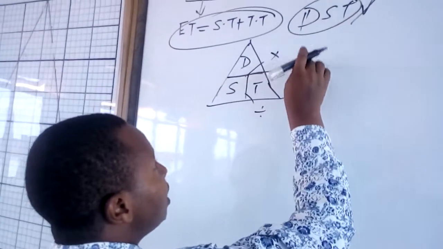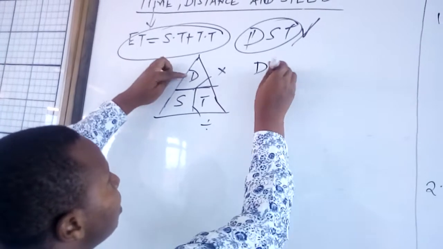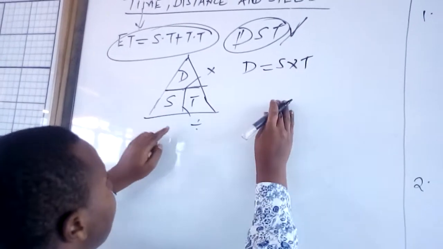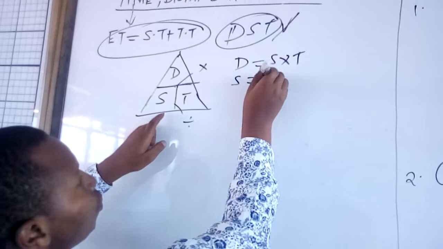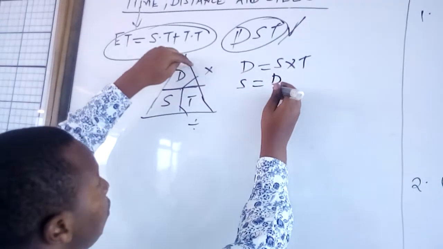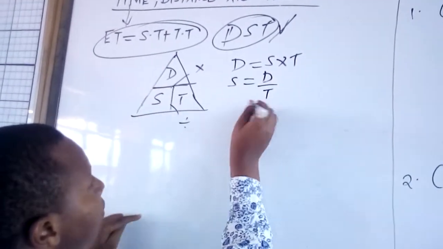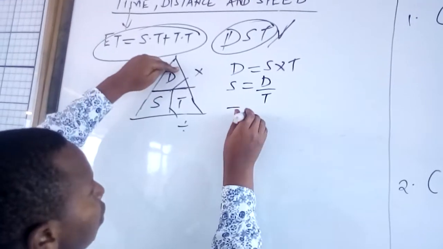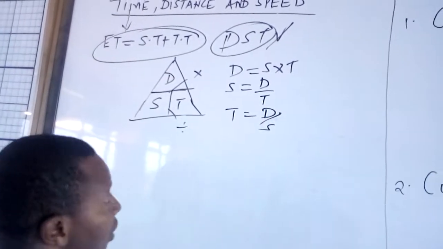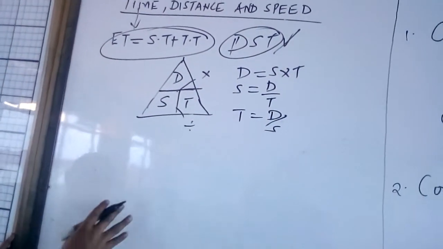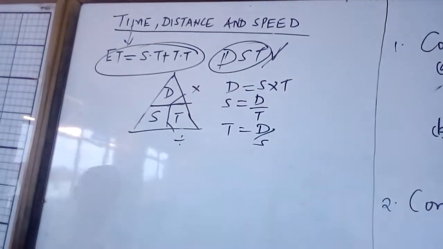So we can get three formulas from there: distance is equal to speed times time, speed is equal to distance over time, we start from the top, and time is equal to distance over speed. Now, there are some ways in which you can represent this.